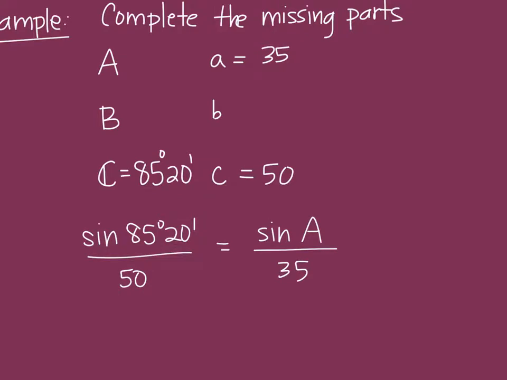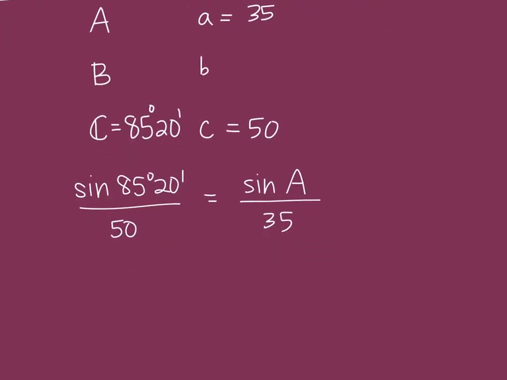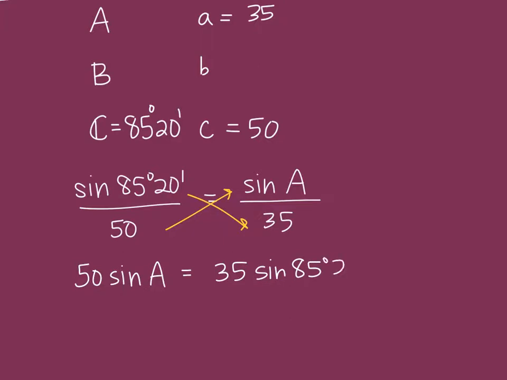So you'll set up the proportions this time. It's the C proportion of the C's, compared to the proportion of the A's. I knew everything for C, but I only knew half of the A pair. That's okay, we can still cross multiply. So we'll cross multiply. Remember, write the leg in front. So 50 would go in front of sine A, and 35 would go in front of sine 85, 20.